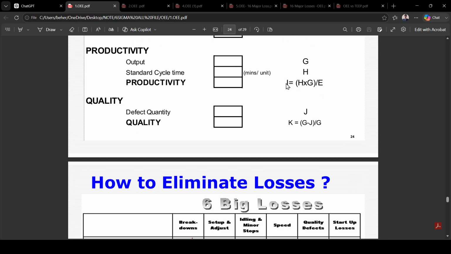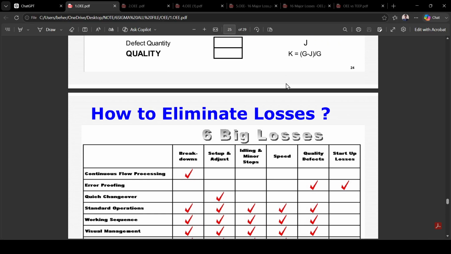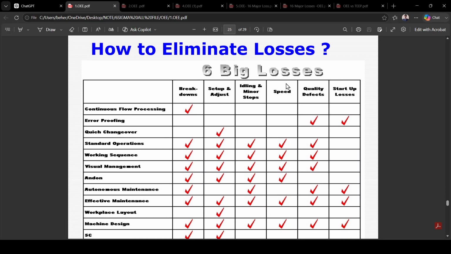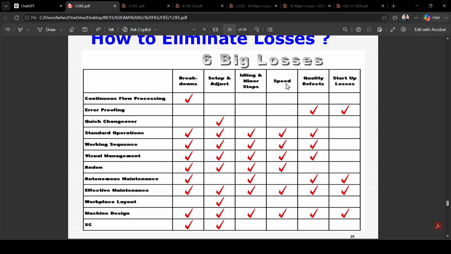Then how to eliminate losses. These are the 6 big losses. How to eliminate? You can see that in the image, and so many things are there. How to eliminate and at which time to eliminate. You can maintain that sheet, the 6 big losses sheet.